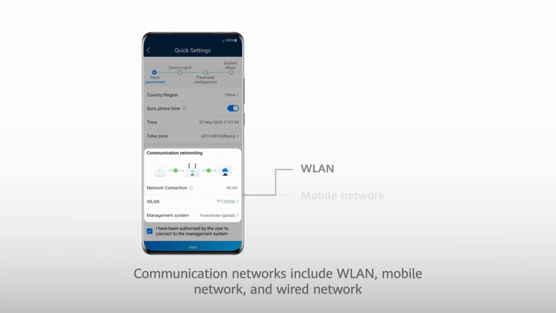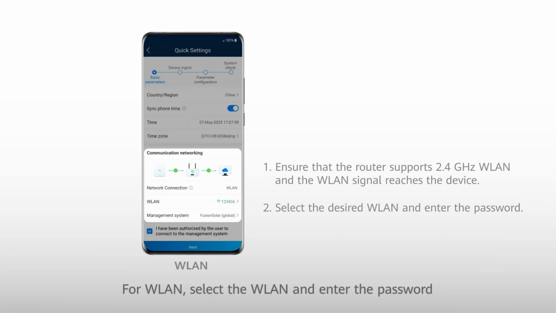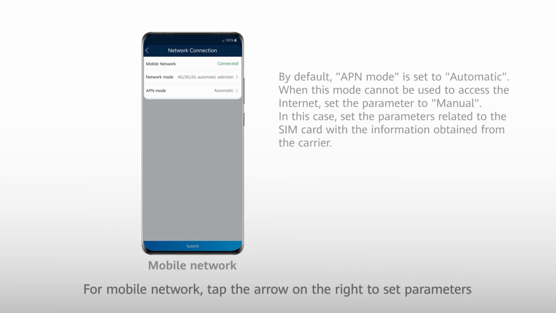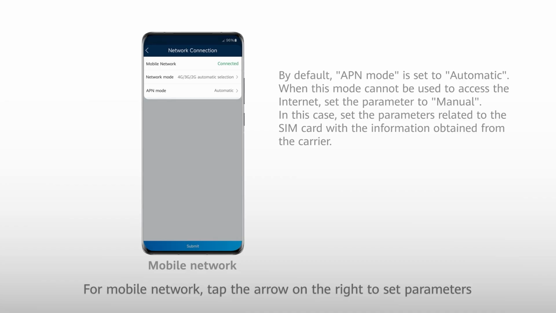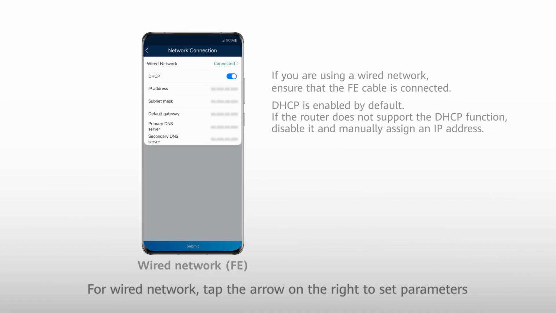Communication networks include WLAN, mobile network, and wired network. For WLAN, select the WLAN and enter the password. For mobile network, tap the arrow on the right to set parameters. For wired network, tap the arrow on the right to set parameters.